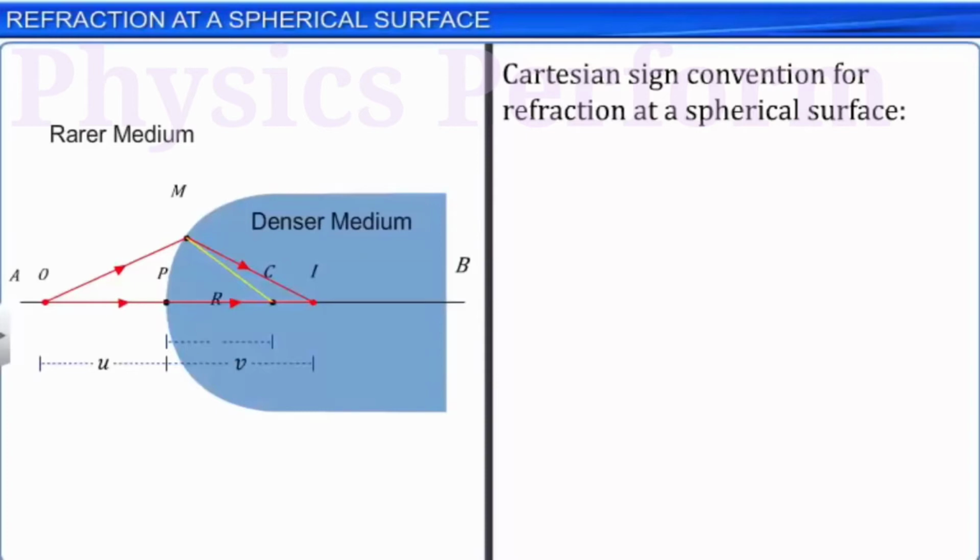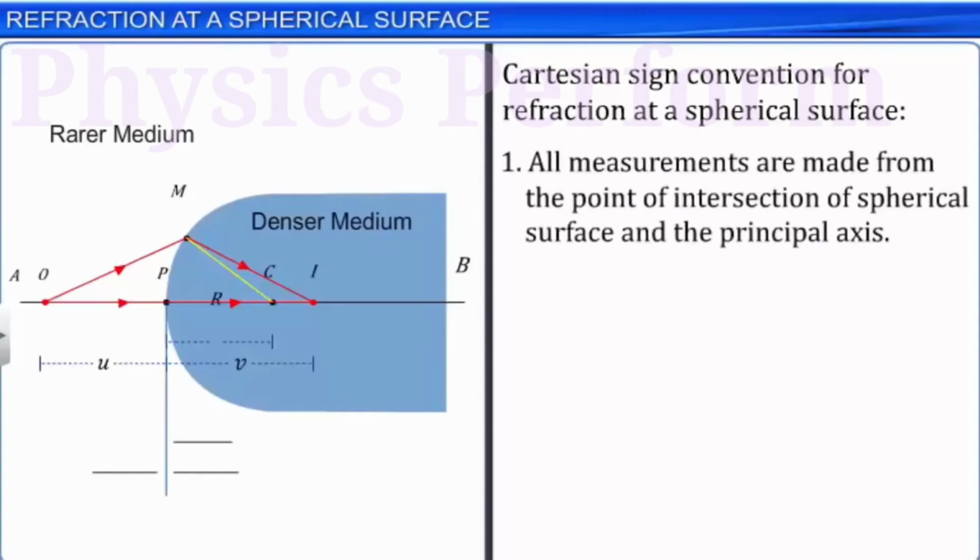2. Measurements are taken as positive if they are in the direction of the incident light, otherwise they are taken as negative. 3. Lengths measured upwards are positive. They are negative if measured downwards.